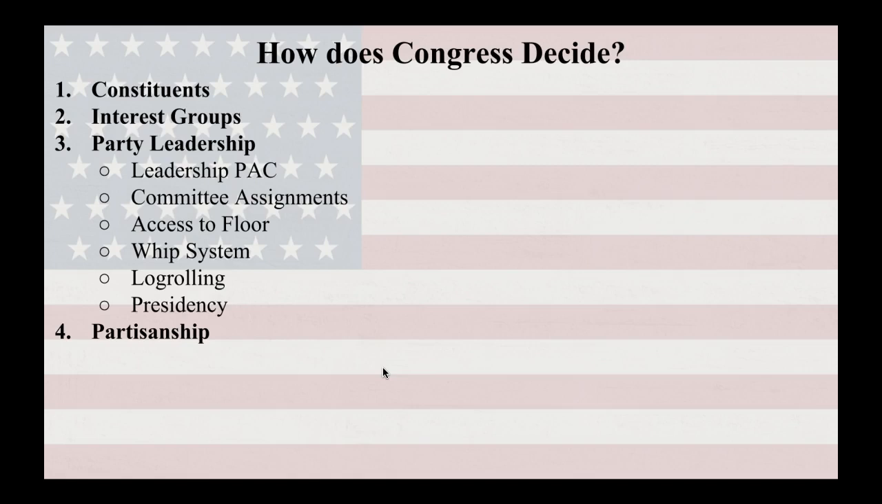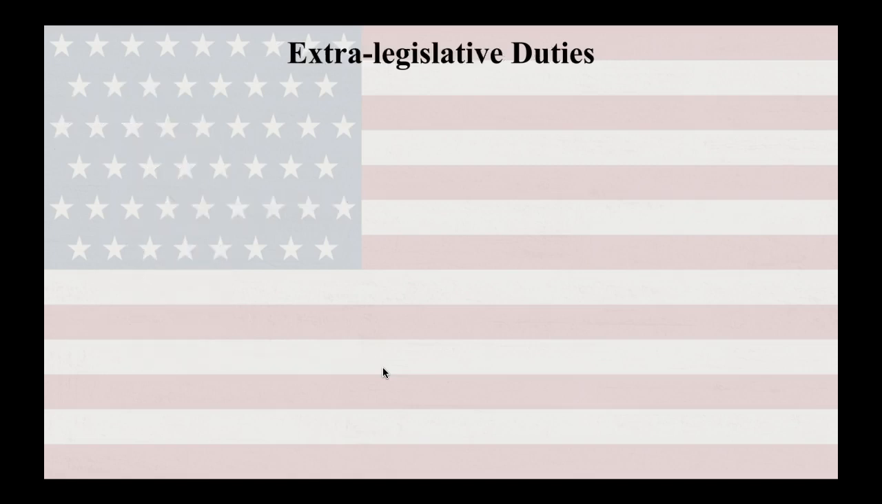Partisanship, congressional polarization is going to play a huge role in how Congress decides. Sometimes people are just against something because the other party is for it, and vice versa. And so partisanship will play a role in how Congress decides. You're supposed to be against it, so you're against it.